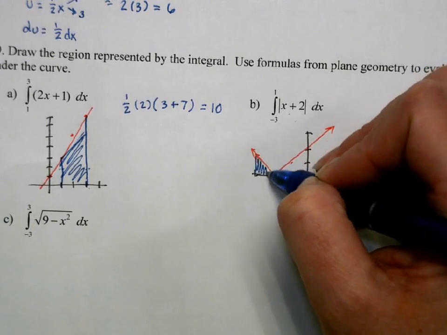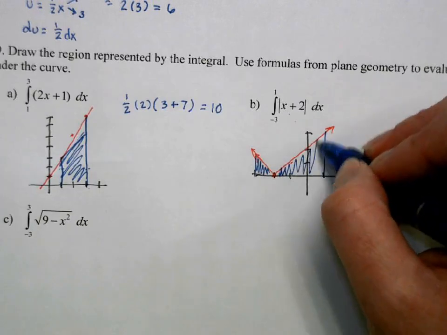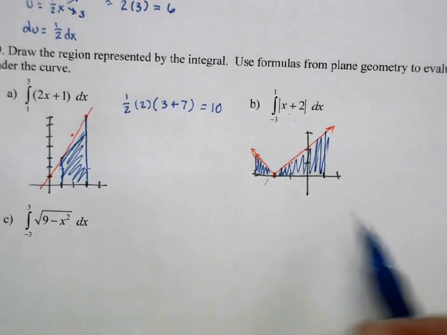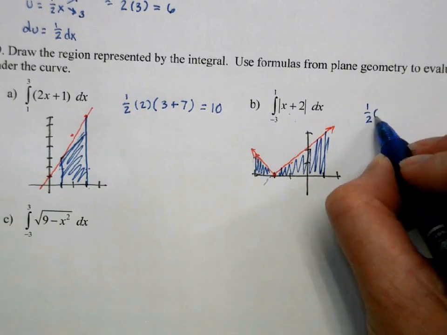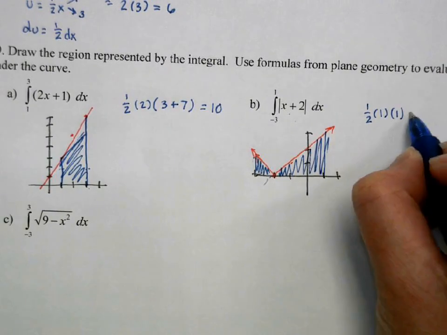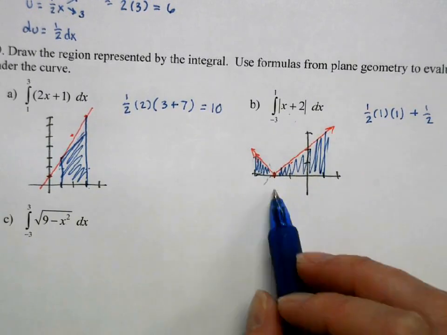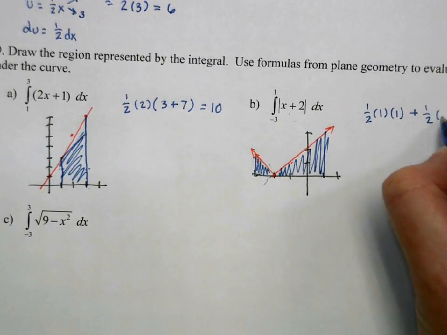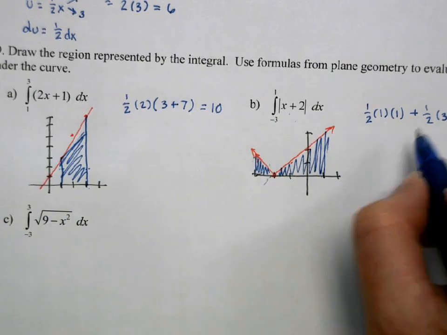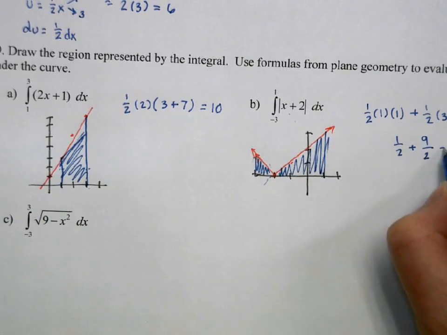So we've got two triangles here. This triangle is going to be 1/2, both the base and the height are 1, plus this area. So we've got 1/2. The base here is 1, 2, 3. The height is also 3. So I get 1/2 plus 9 halves, which would be 10 halves, or 5.